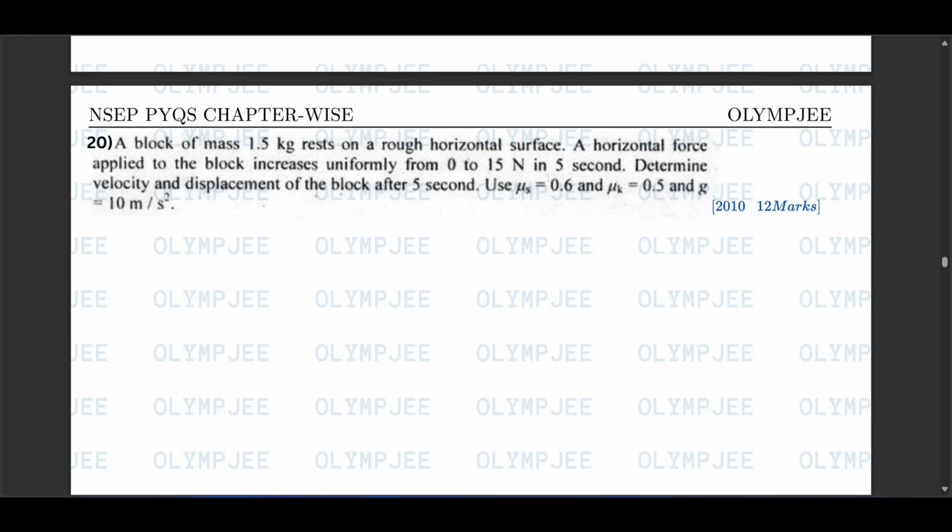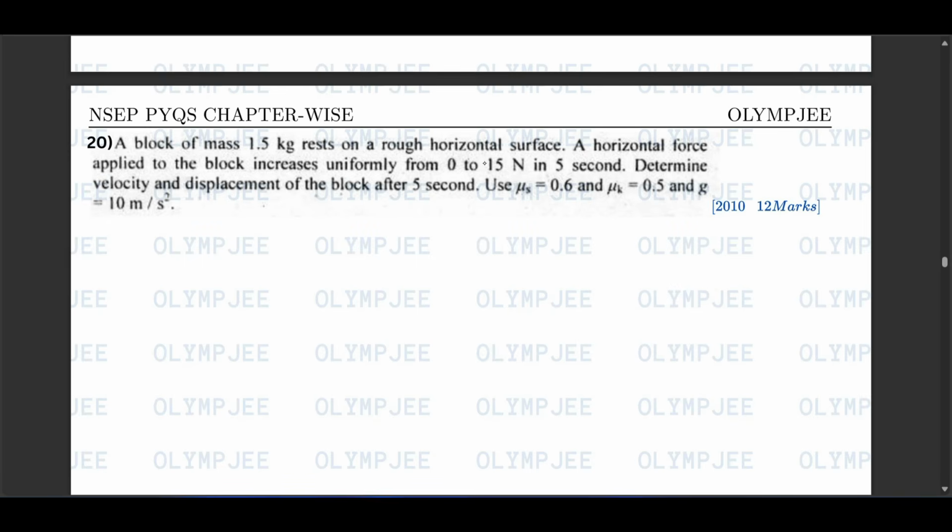So let's begin. Question 20 is from 2010 and it is a 12 marker question, so it is subjective. It says that a block of mass 1.5 kg rests on a rough horizontal surface. A horizontal force applied to the block increases uniformly from 0 to 15 in 5 seconds. Determine the velocity and displacement of the block after 5 seconds.